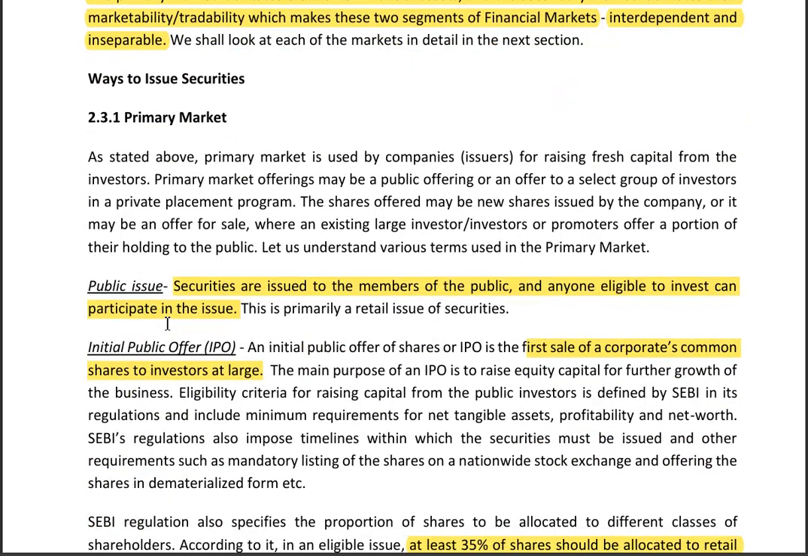So let's see the instruments of the primary market. There is a public issue. Securities are issued to the public, so anyone eligible to invest can participate in the issue. It is similar to an initial public offer. Public issue is just a term, we don't use it much. Let's see what an initial public offering is. Whenever a company wants to list on the stock exchange, when they want to raise money for the first time from the public, they come through the IPO.